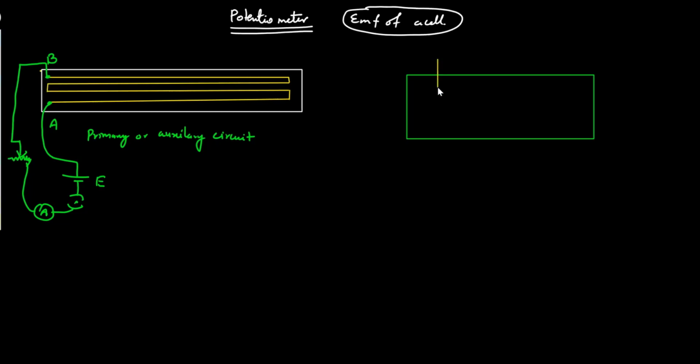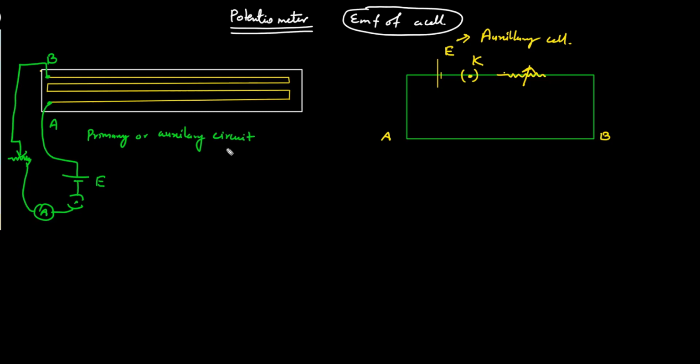This has this cell, primary cell or auxiliary cell, EMF E, then one key and a rheostat, variable resistance, and this is AB, right? This is primary circuit or auxiliary circuit, and this is known as primary or auxiliary cell.